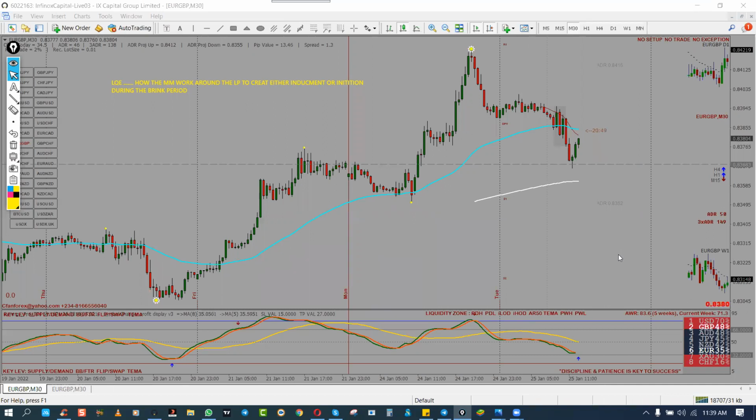Now, the liquidity that you want to trade should be either the initial high or low of the day, and also the previous day high or low. So now that you have made up your mind as regards the liquidity you want, it has to be the one that is closest to the market.